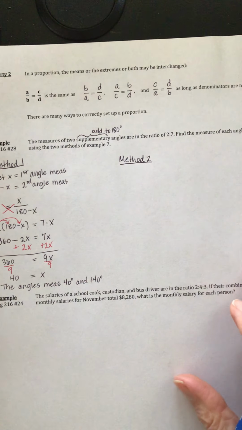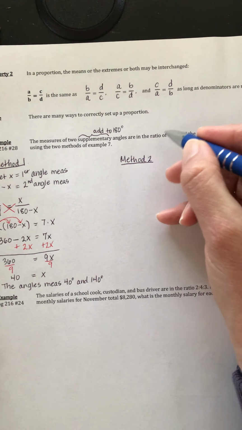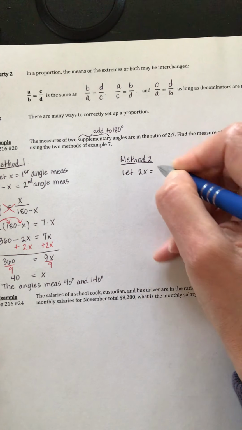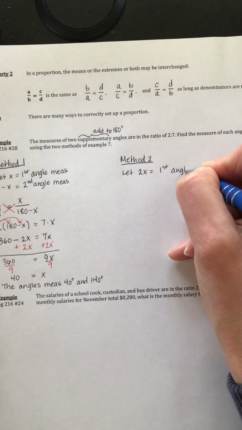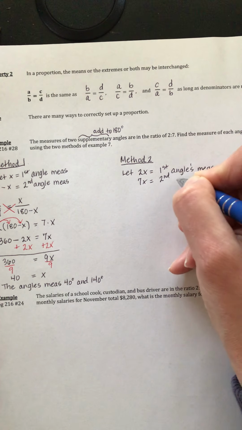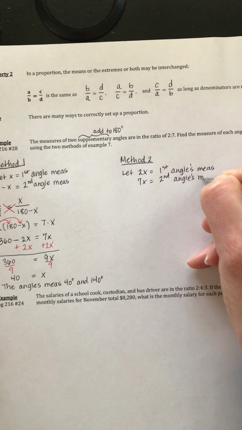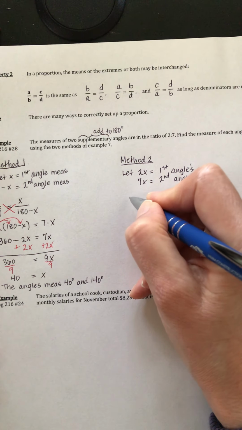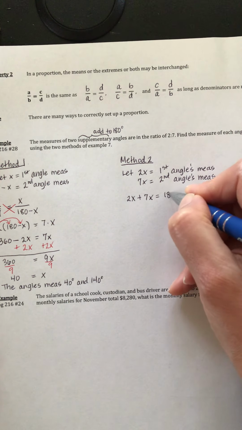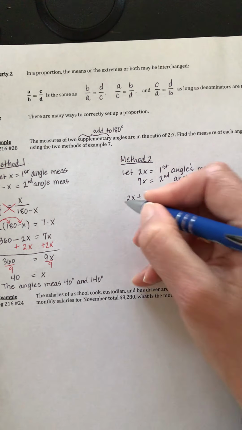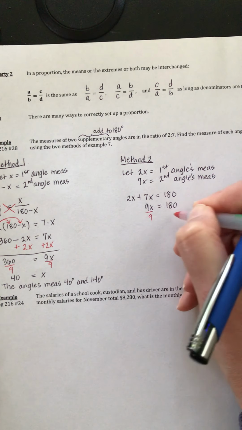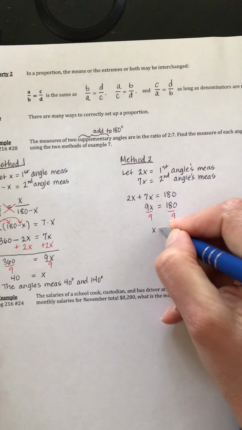Okay, in method 2 here, since we're given the ratio of 2 to 7, we're going to say let 2x equal the first angle's measure, and 7x equals the second angle's measure. Then we will add these two together because we know that these angles measure 180 degrees, which means when you add them together, you get 180. So then we have 9x here equals 180. We divide by 9 both sides, and we get that x equals 20.